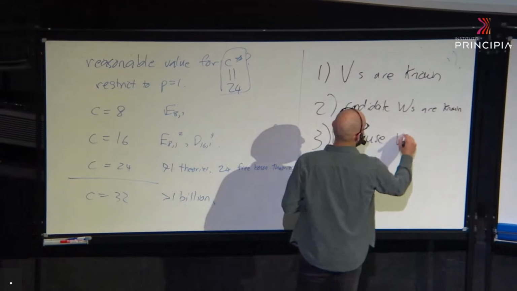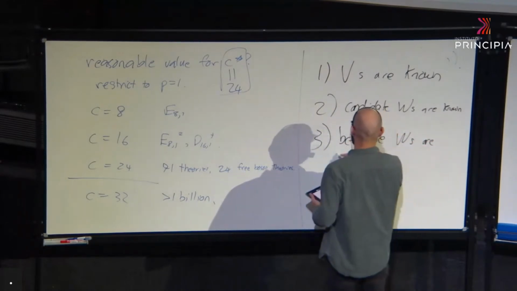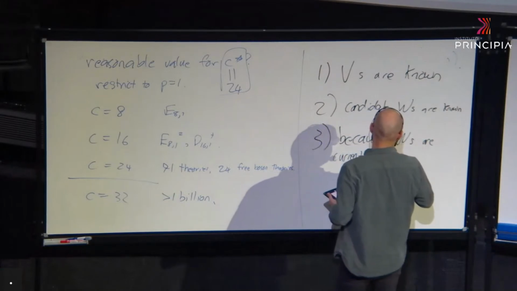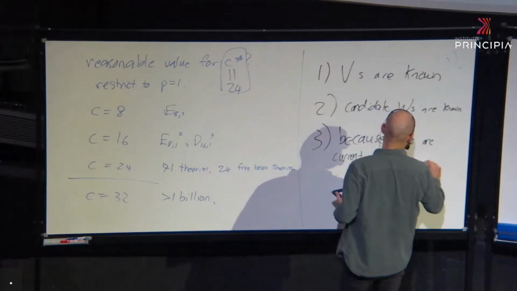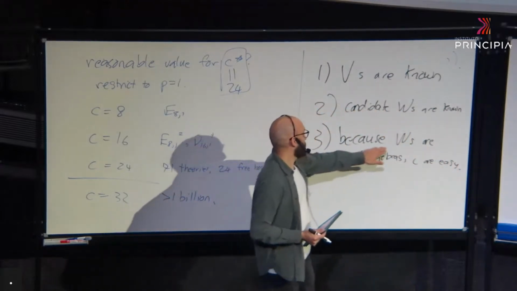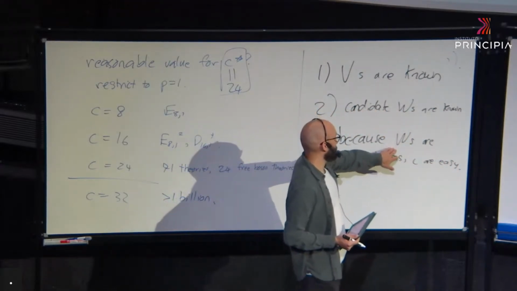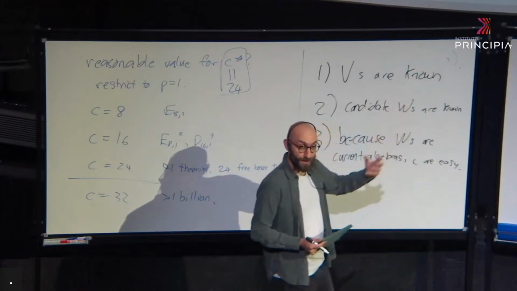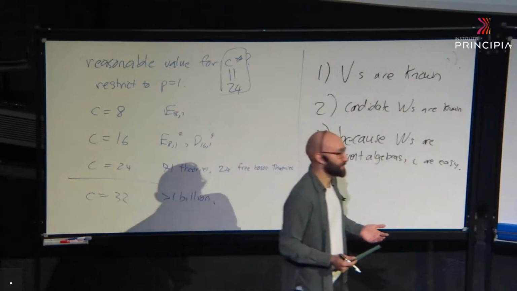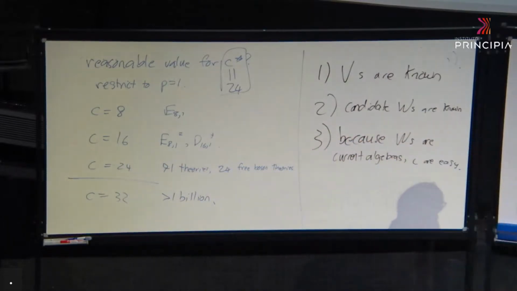Because W's are current algebras, their embeddings are easy. So in other words, your intuition should be that figuring out all the ways that W embeds into V, if W is a current algebra, essentially reduces to a problem of ordinary Lie algebra embeddings. And that's a very classical problem for which there are many tools available.